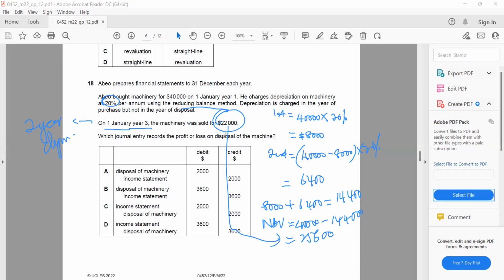Then after that, they sold for this 22,000. Compare these two, we are making a loss. This net book value is higher than this one. The difference is 3,600. So we make a loss of 3,600. So this is a loss. So loss will be debit income statement and credit disposal. So the answer should be D. Okay, next move on.